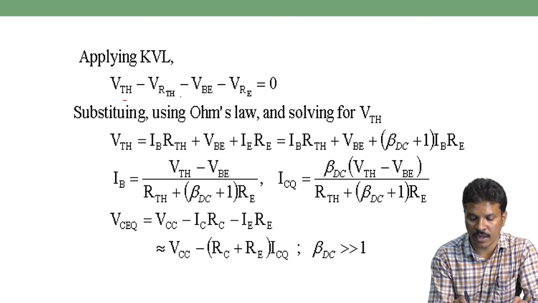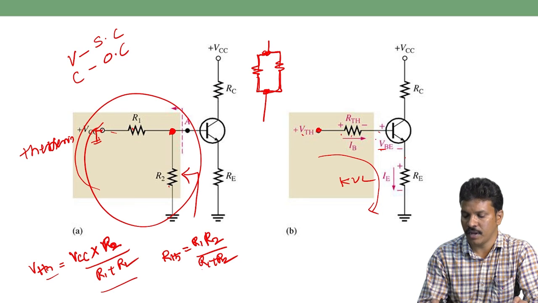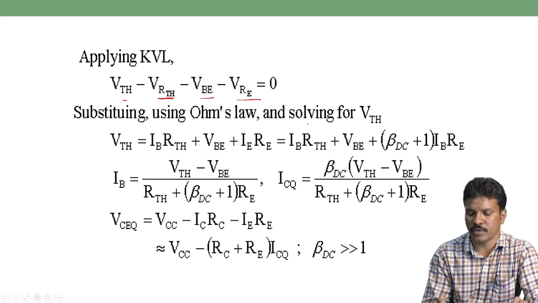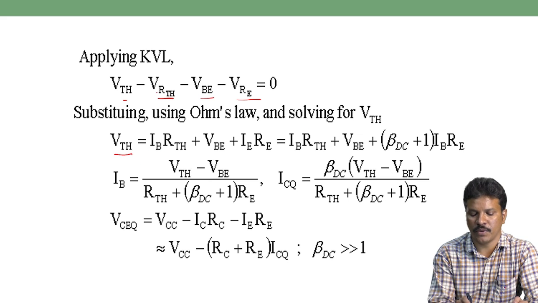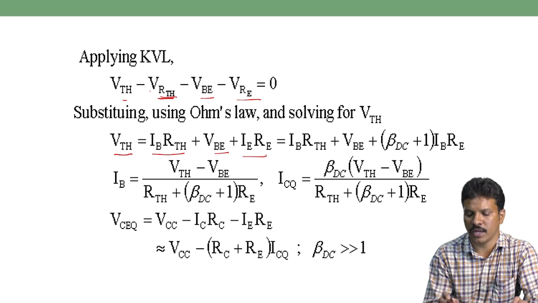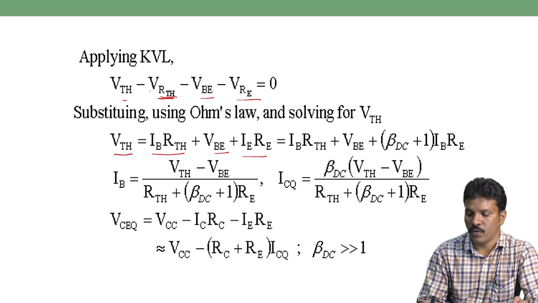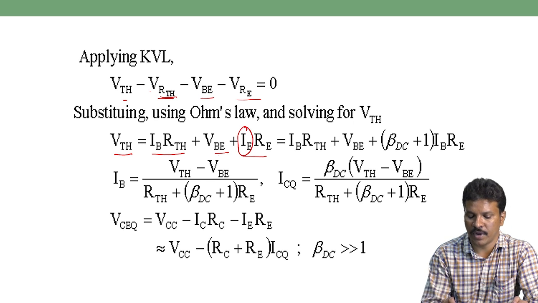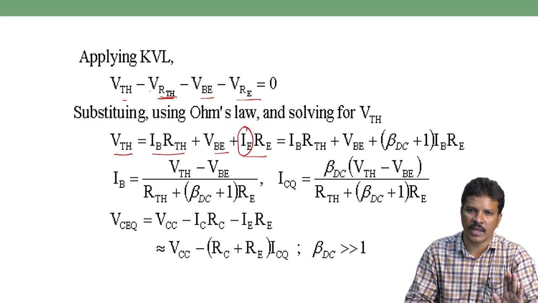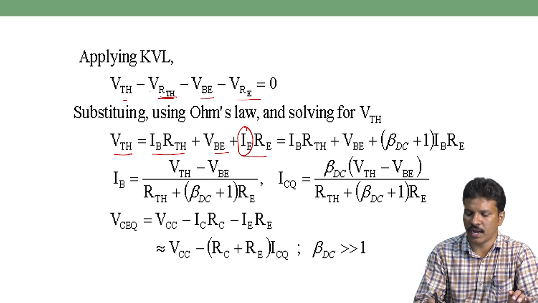So likewise, we get from Kirchhoff voltage law: VTH minus IB RTH, VBE, VRE. VTH, VRTH, VBE, IE RE, which is VRE. Substituting Ohm's law, we get VTH equal to, taking these variables on the right side, VRTH, which is IB into RTH, VBE as it is, and IE RE, which is IE into RE. In this equation, we substitute the IE term in terms of IB, because our aim in applying Kirchhoff voltage law on the input side is to get the IB term.